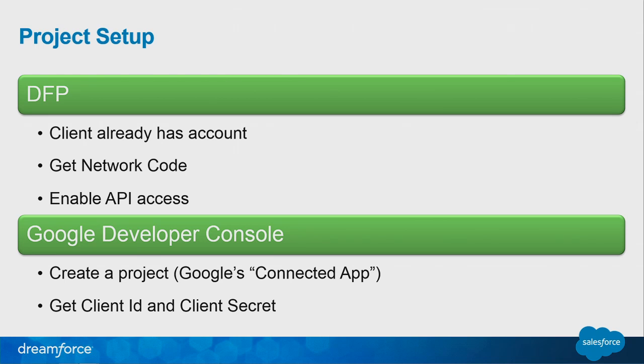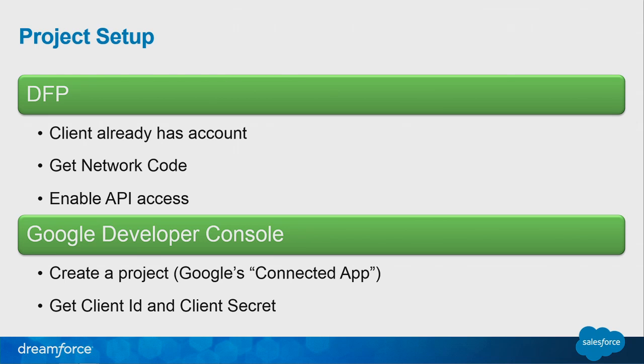Then we have to create a project in Google Developer Console. A project in the Google Developer Console is kind of like a connected app in Salesforce. If anybody has developed a connected app in Salesforce, it's kind of the same thing. You specify a URI, and you get a client key and client ID that you can use in your project.